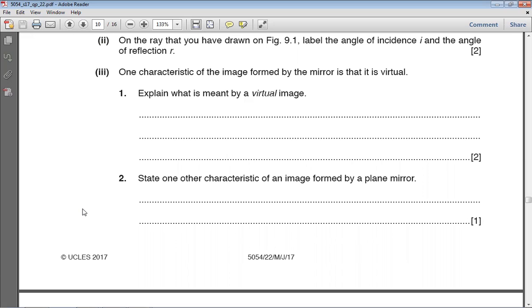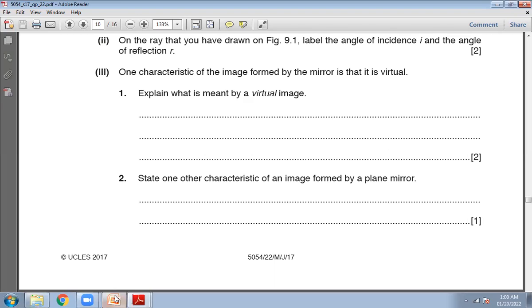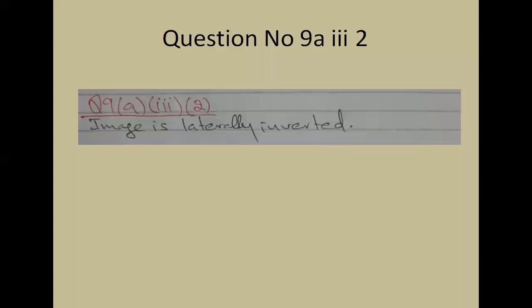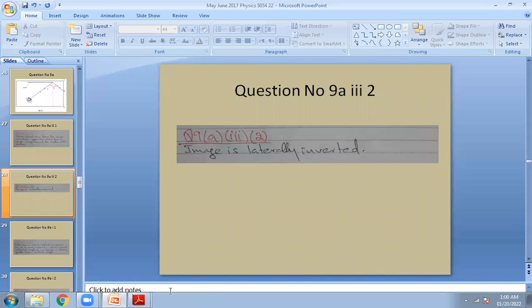Another characteristic of the image formed by the plane mirror is that the image has the same size as that of the object. Another characteristic is that the distance of the image from the mirror is equal to the distance of the object in front of the mirror. You only have to write one characteristic here. So let me show you my answer. Here in the answer you only have to write one characteristic. So I have written that image is laterally inverted. Hopefully you understand.